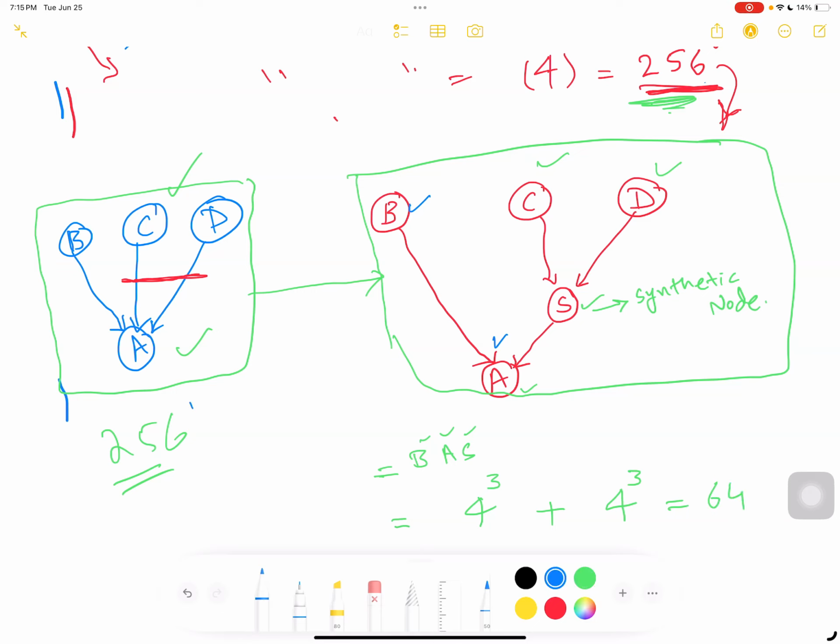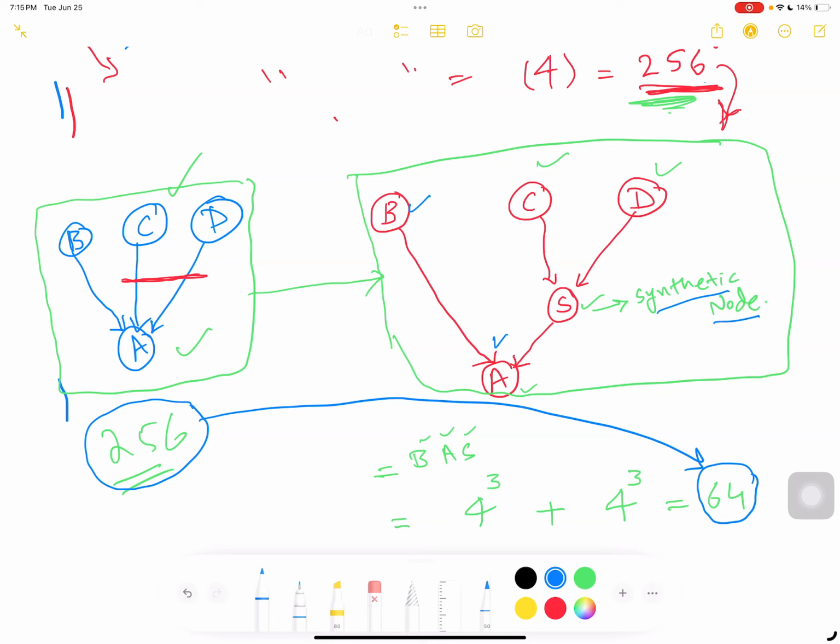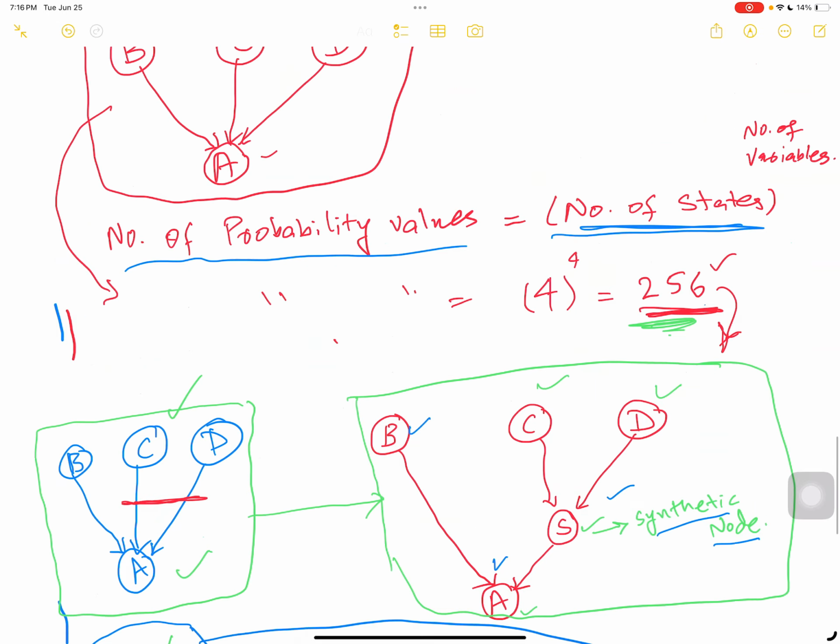Now, as you can see, from 256 I have reduced my probability values to only 64. All I did was introduce a synthetic node between the variables, and then solve it as a regular Bayesian network. Now there are certain rules for how and where we can introduce a synthetic node, and that's what I'm going to explain.